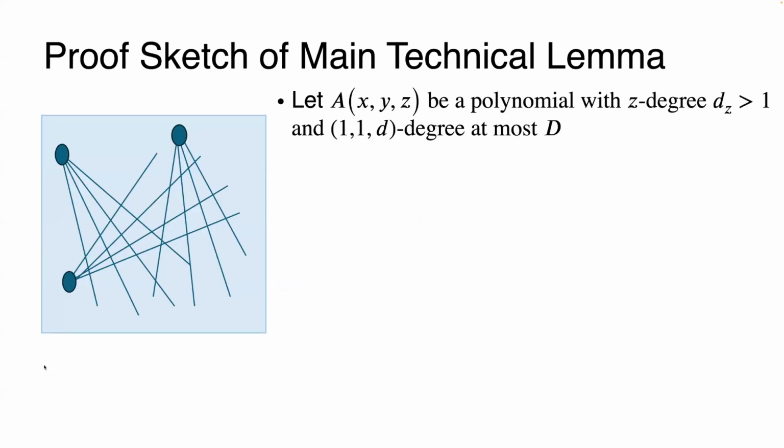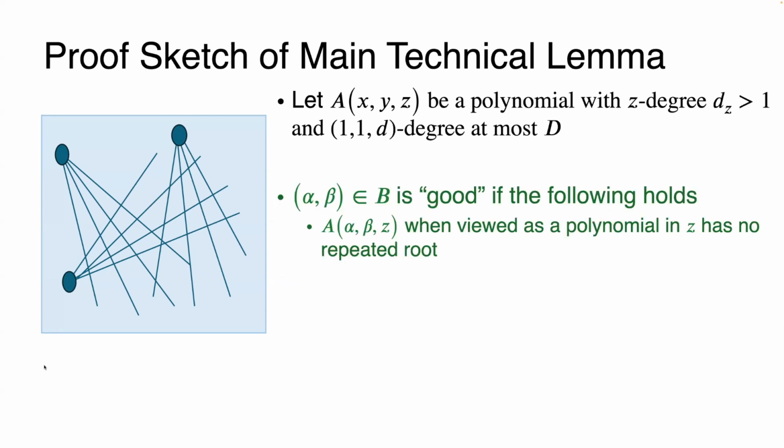Okay. Let's see a brief sketch of the proof. This is the setup that we have. And the first step is to zero in on just one of these points in the set B. And we will refer to a point as a good point if it so happens that the polynomial A of alpha, beta, z is a univariate polynomial with no repeated roots.